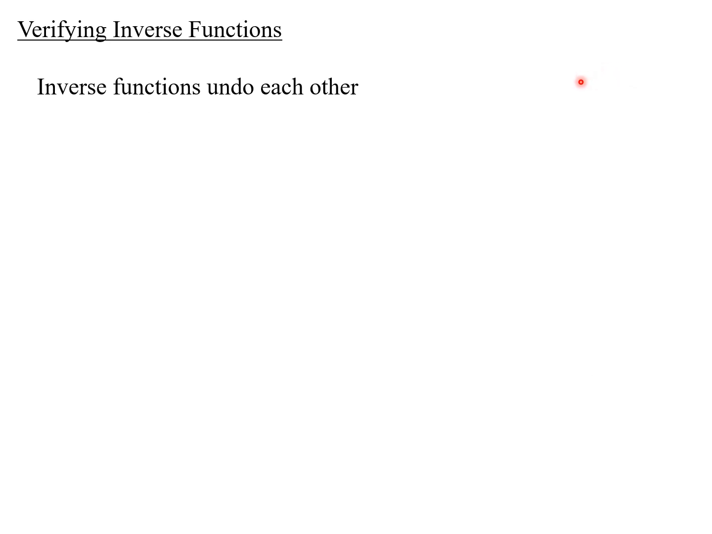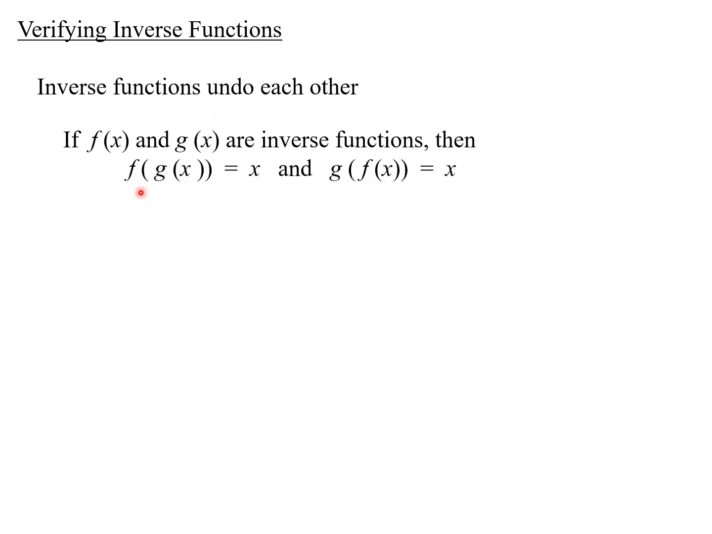One more thing to do in this section, and that's to verify inverse functions. Inverse functions undo each other. What that means is f of g of x is equal to x, and g of f of x is equal to x. They more or less cancel each other out. So if you input an x and put it through the composite functions, you end up with the same output, x. It doesn't change it.